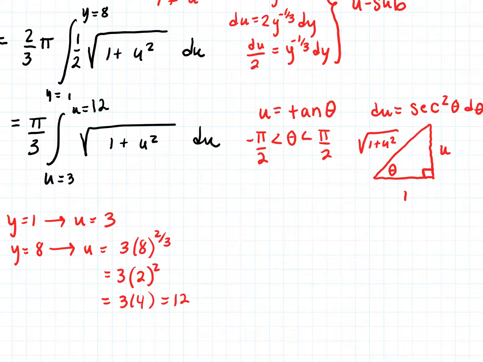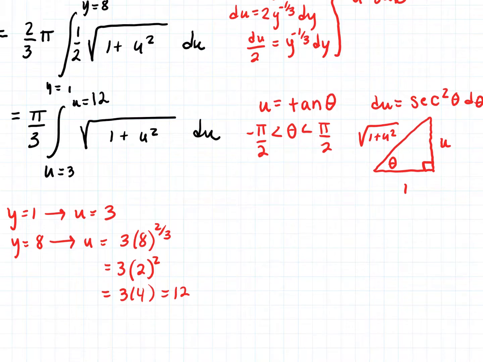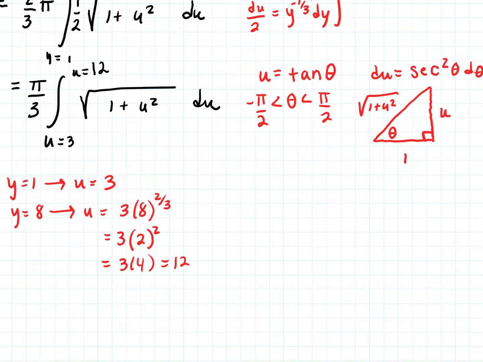Okay, so now I can make that substitution. I wrote my bound calculation right there, so I'm going to bring this down here. So this is going to be equal to pi over 3. Now, I am going to say this. I could look at changing the bounds to be in terms of theta.